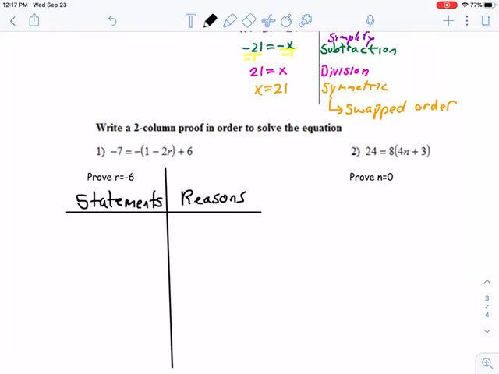And we're given this equation, we're going to prove that r equals -6. So -7 equals negative parentheses 1 minus 2r plus 6. Something you students need to make sure you do is copy down the equation perfectly. Sometimes when you guys are doing math, I see you do something silly, like you forget a number or you change a sign. It sounds easy enough, but I see that mistake happen a lot. And remember, our first reason is always given.